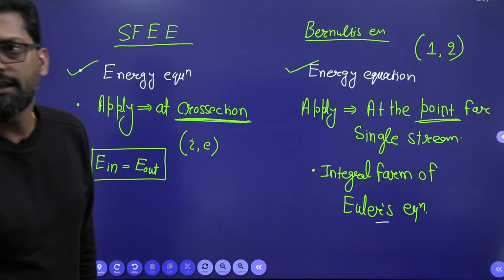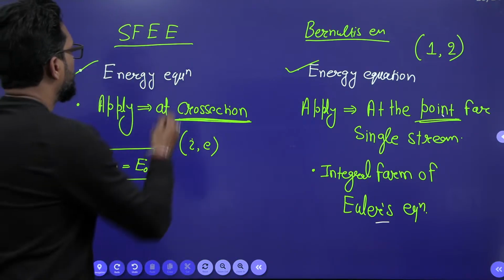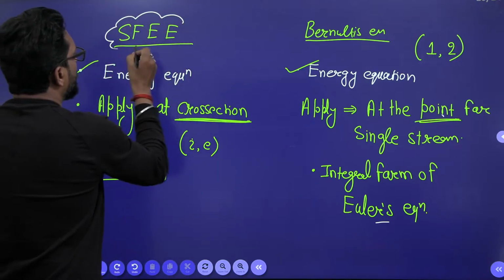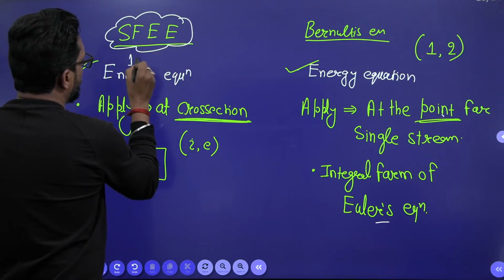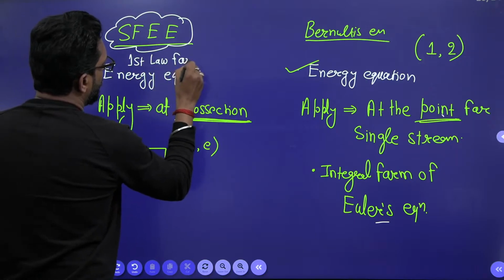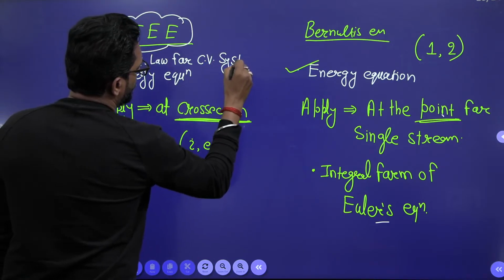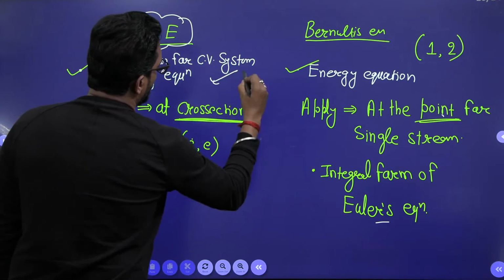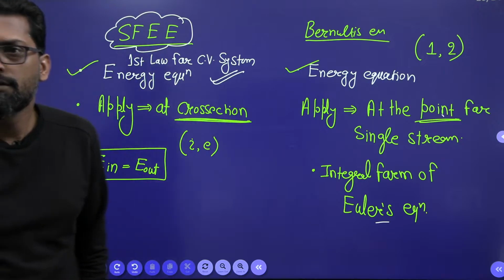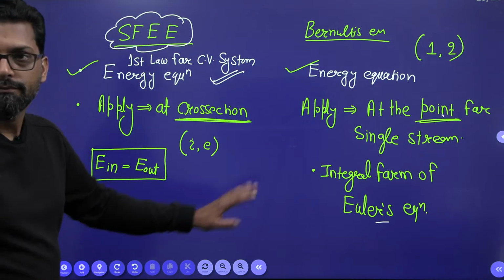Now it is clear, Beta? The steady flow energy equation is the first law for thermal systems. Yes, now it is good. This is your first law for a control volume system. Great. This is a very important slide.